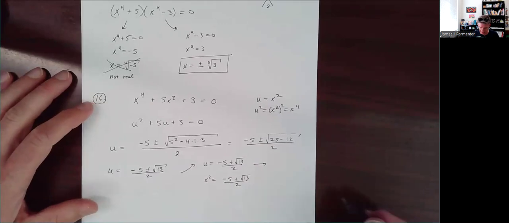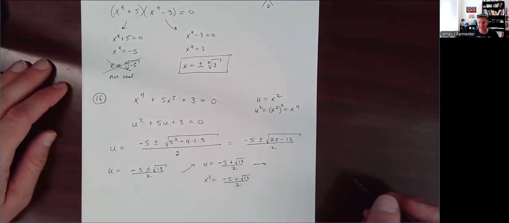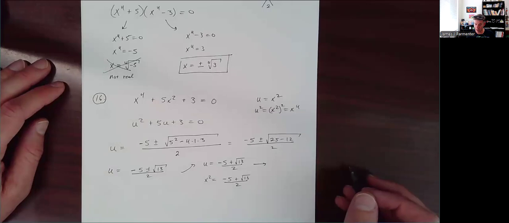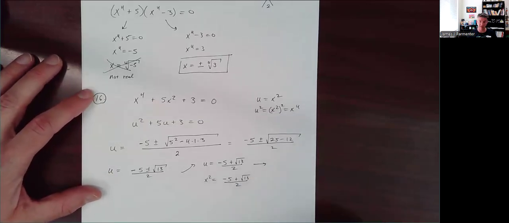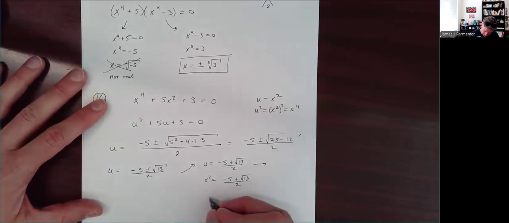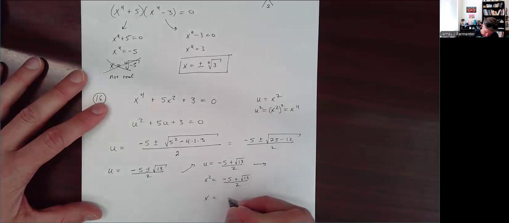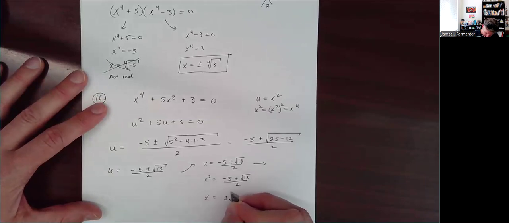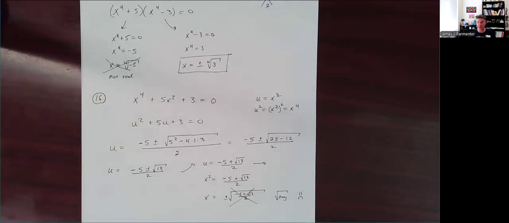So the problem here is that this doesn't have any solutions because -5 plus root 13 is a negative number. Root 13 is less than 4. -5 plus a number smaller than 4 is negative. So if I try to take the square root of both sides, I'm going to get no solution. So x equals plus or minus the square root of -5 plus root 13 over 2. That's the square root of a negative number. And the same is true for the other number.